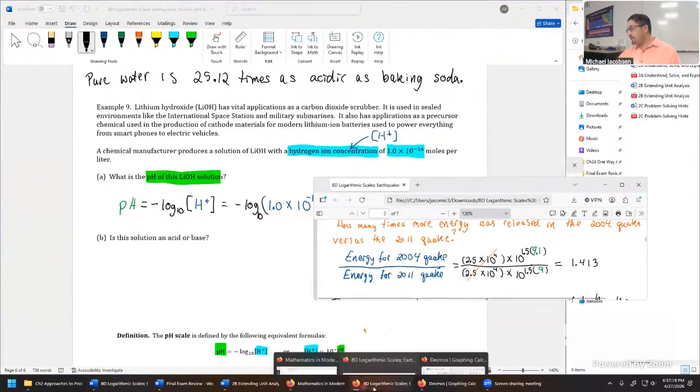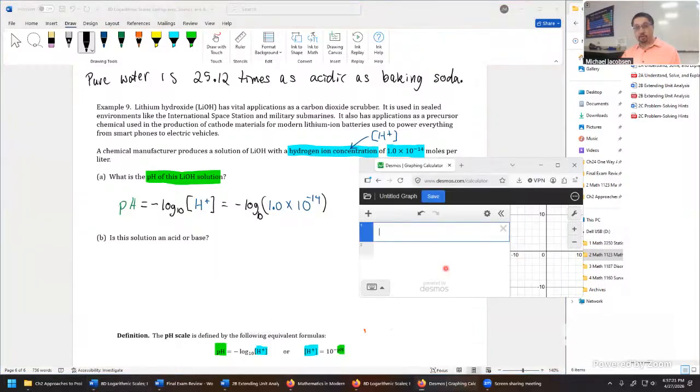If you put this into the calculator really carefully, it would go negative log. This is to base 10 in Desmos. We can leave off the 1 times, since 1 times the number is that number. Throw in 10 to the power negative 14, and it becomes just 14 itself. So that's the exact pH.